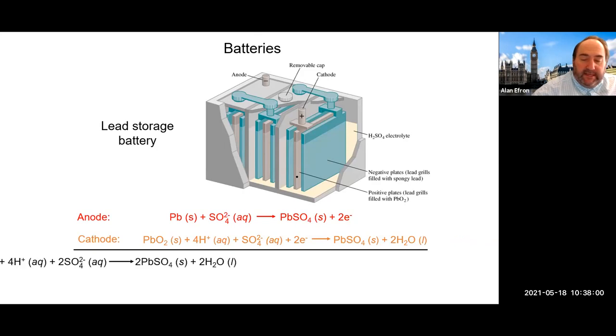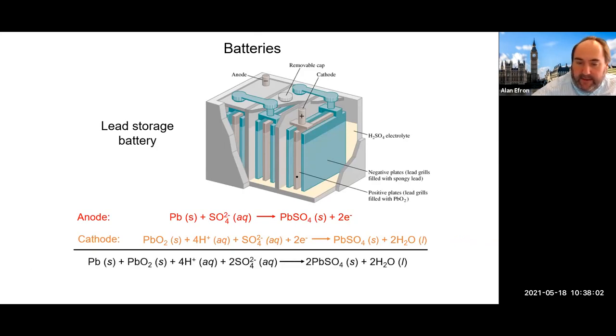Here's a cross section of a traditional car battery. And we have our anode here, and our cathode. Speaking of jumping, you always wonder, which one should I put on which? Should I put the red or the black lead on each of those?